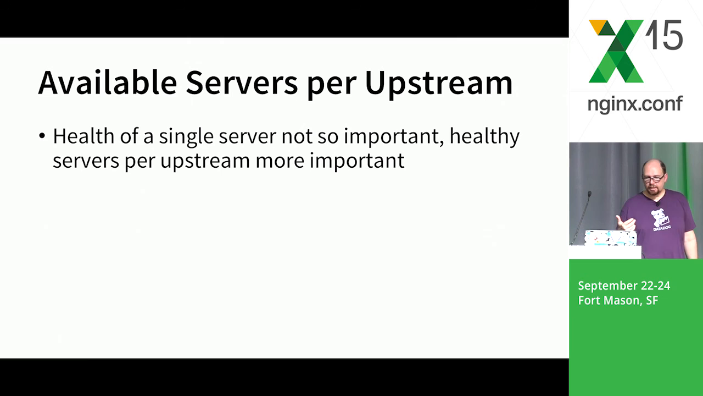And then the last one I want to mention is available servers per upstream. If one of my servers has a problem, okay, that kind of sucks, especially if I only have a few servers. But if I've got, I don't know, 10 upstream web servers, and one of them has a problem, let's fix it, but don't worry about it too much. But if 50% or 80% of my servers are having a problem, oh my God, I better fix that, because that's really bad. So available servers per upstream is definitely another one of those important metrics to keep an eye on.